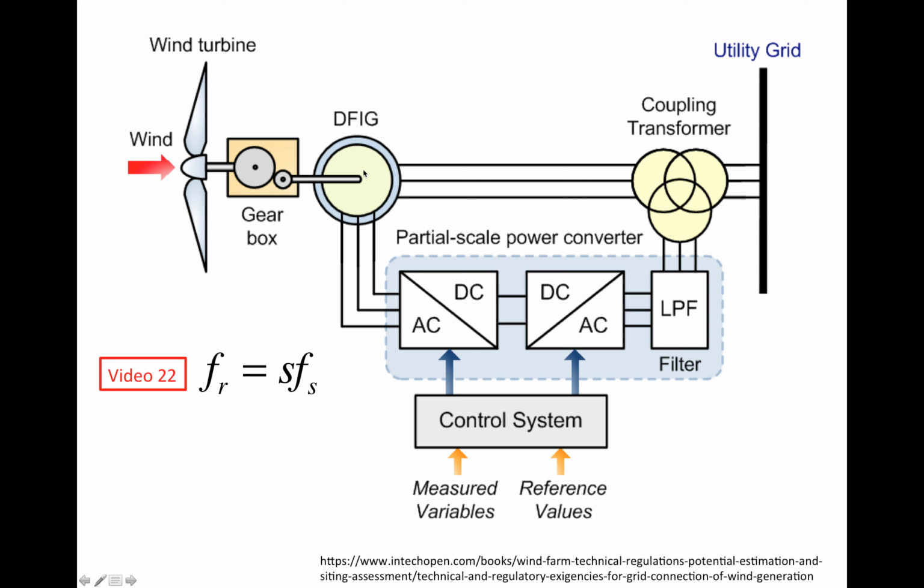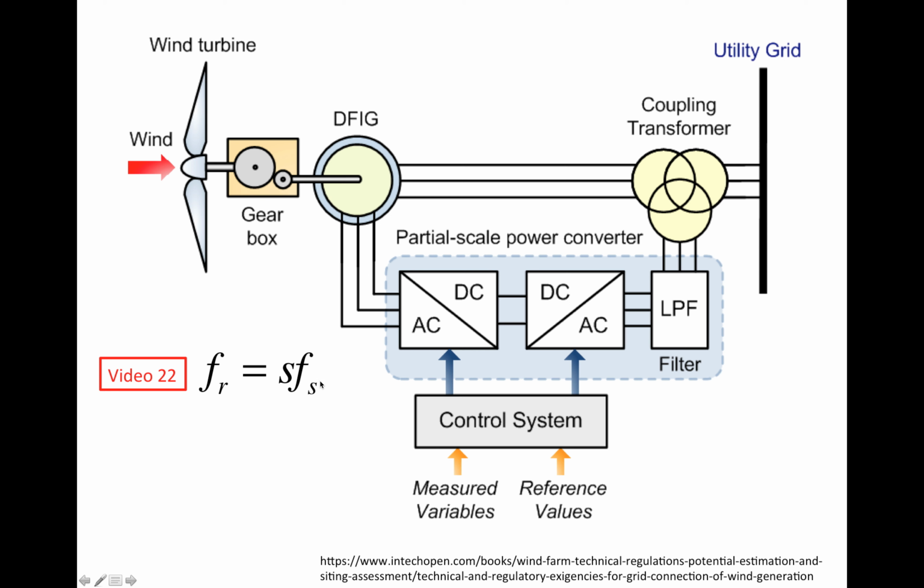But the problem with the AC power coming off the rotor is that it is at a different frequency from the frequency of the utility grid. Back in video 22, we talked about the frequencies, right? We derived that the frequency inside the rotor equals the frequency inside the stator multiplied by the slip, right? The frequency inside the stator is the same as the frequency of the utility grid. It's 60 Hertz in the US and 50 Hertz everywhere else in the world, right?